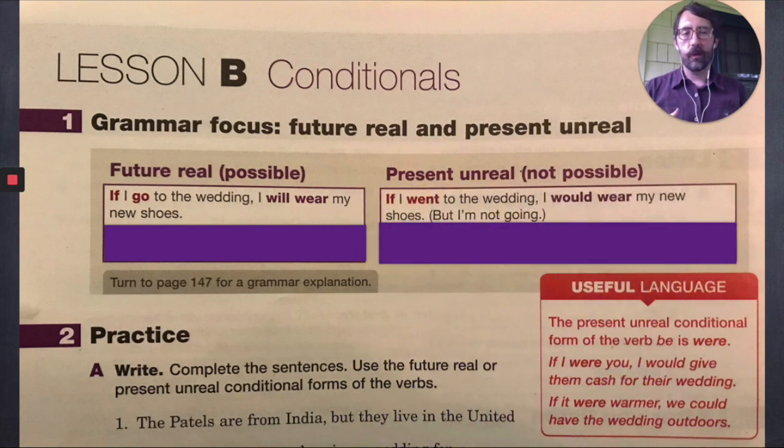If I went to the wedding, I would wear my new shoes, but I'm not going. Okay? So here, it's not possible. She's not going. There's no way she's going. Maybe she has to work. Maybe she lives in a different state and cannot afford to go to the wedding, right? So it's not possible. But if she could go, if it were possible, this is what she would do. She would wear her new shoes, right?